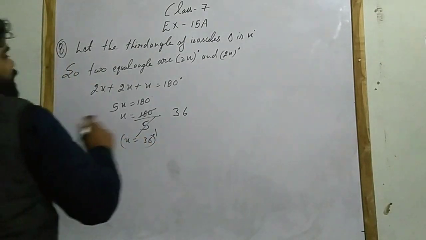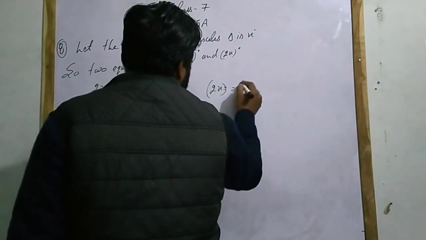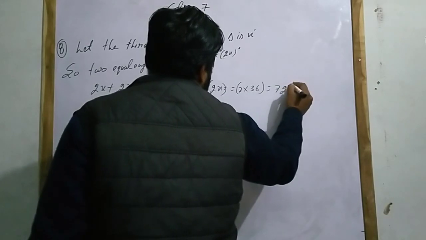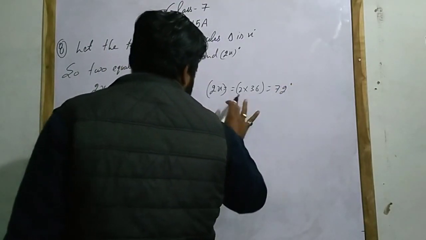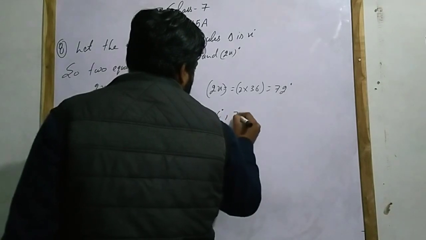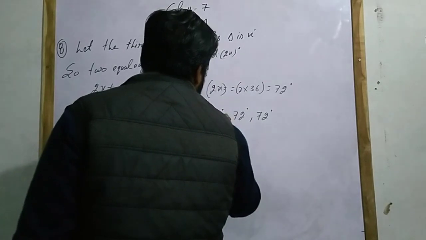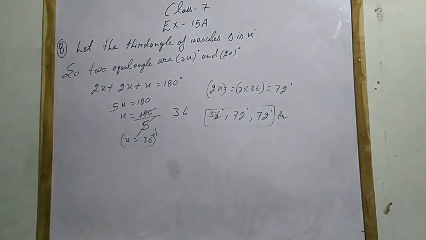Now you have written here 2x. So 2x equals to 2 multiplied by 36 equals to 72 degree. Means your one angle is 36 degree, second will be 72 degree, then your 72 degree. Okay, this is your answer of question number 8.